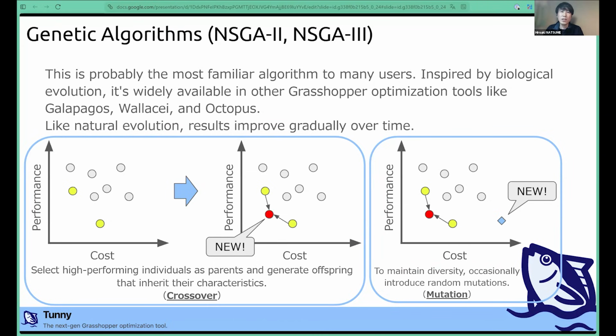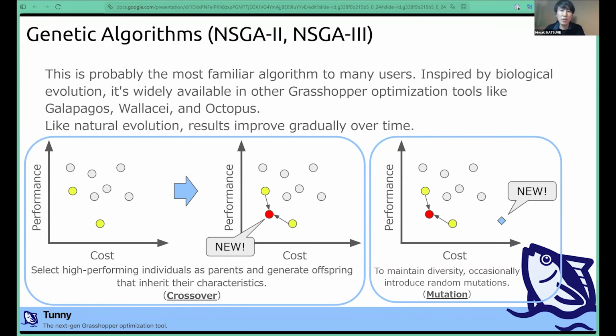The process works in two key steps. First, crossover. Select high-performing individuals as parents and generate offspring that inherit their characteristics. This combines the best traits from successful solutions. Second, mutation. To maintain diversity, occasionally introduce random mutation. This helps explore new areas of the design space and prevents getting stuck in local optima.